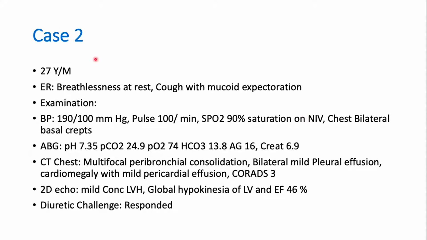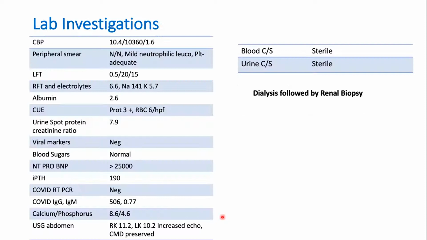Coming to our case two, he's a 27-year-old male. He presented with malignant hypertension and volume overload. His BP was around 190 by 100, and his ABG showed mild metabolic acidosis with creatinine 6.9. A CT done in emergency also suggested pulmonary edema. His 2D echo revealed a mild concentric LVH with moderate LV dysfunction, and he was given a diuretic challenge in the ER itself. Then he significantly improved, so he was shifted to the ward.